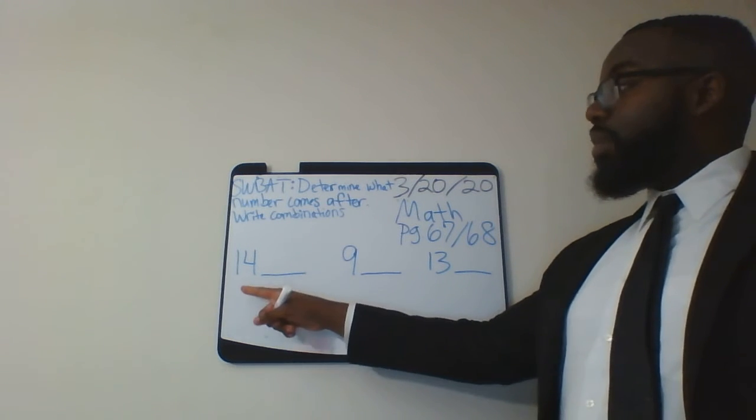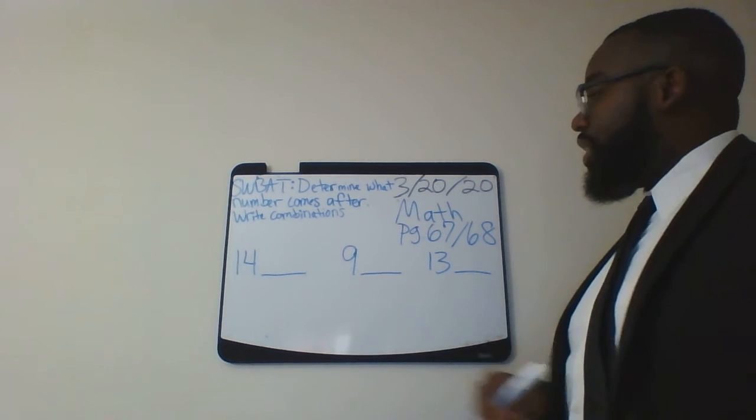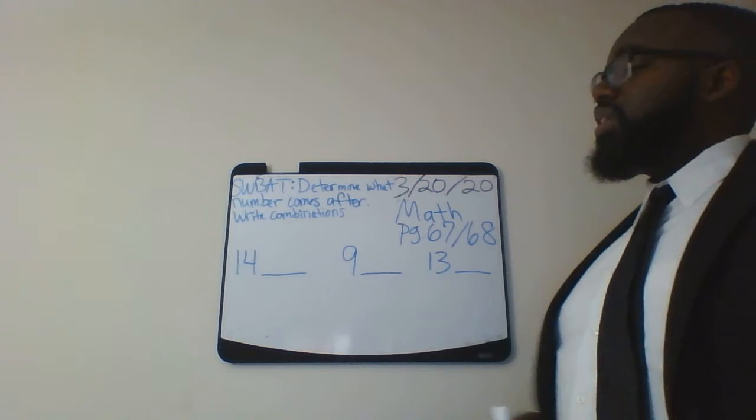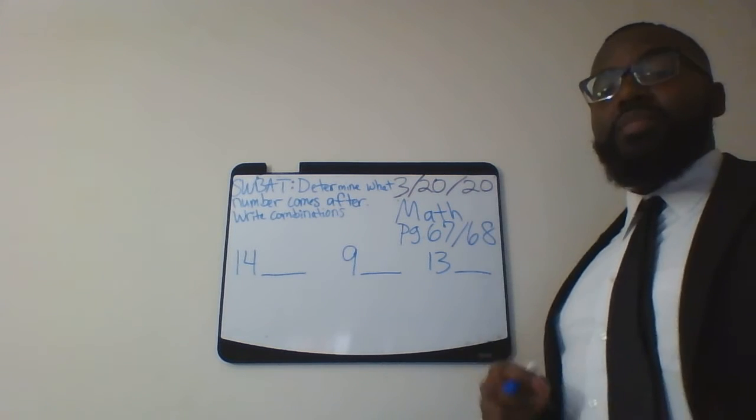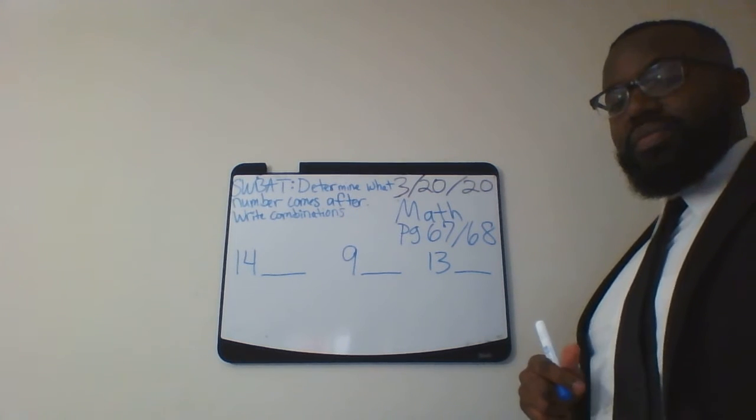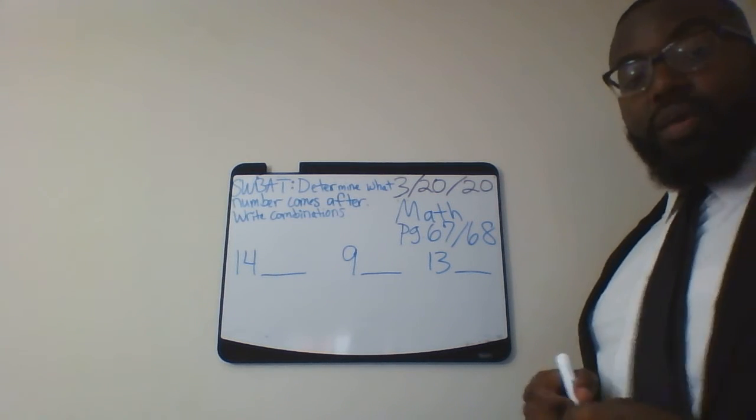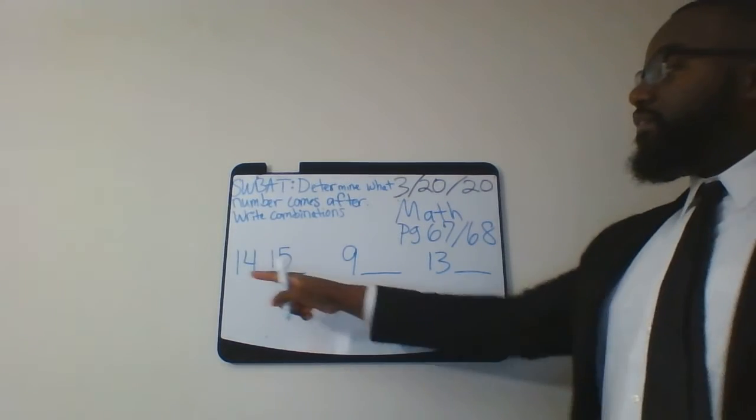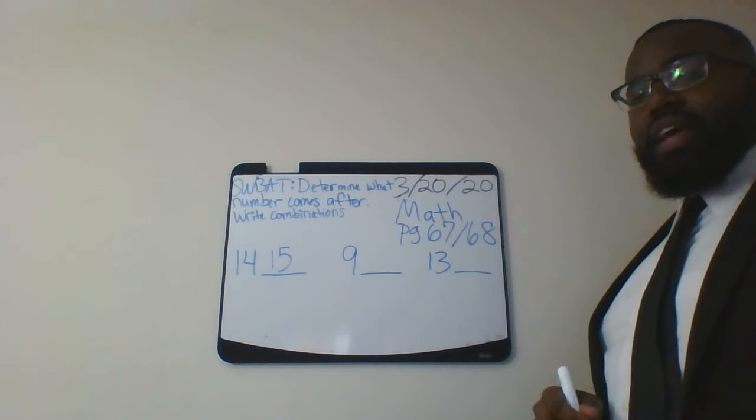So I have a few numbers on the board. I have 14, 9, and 13, okay? So we're going to start off with 14. What number in the teen family comes after 14? That is correct. Yes, it is 15, okay? 14, 15.